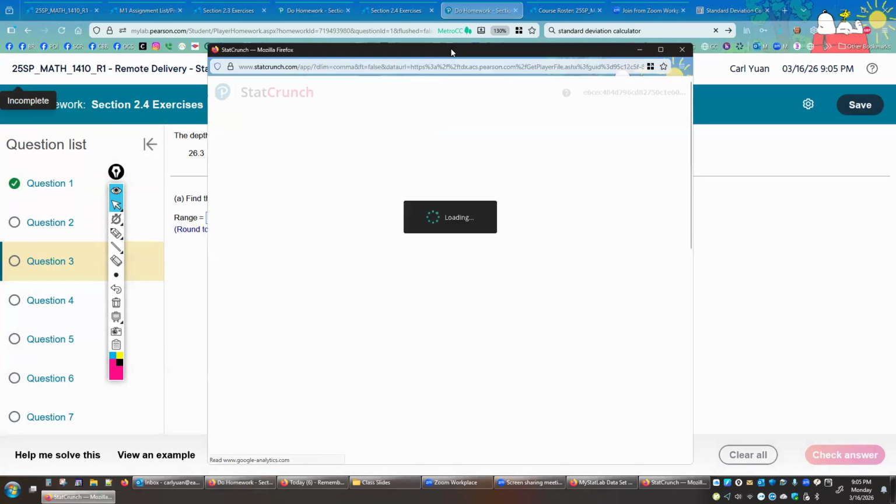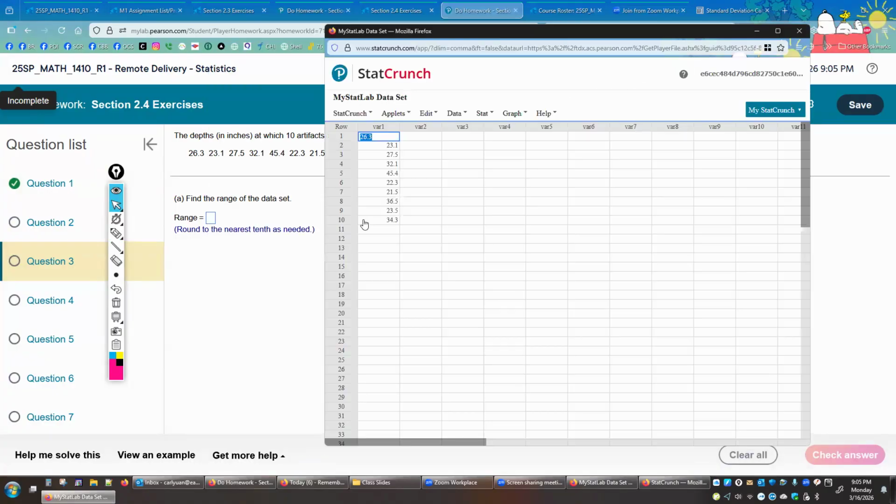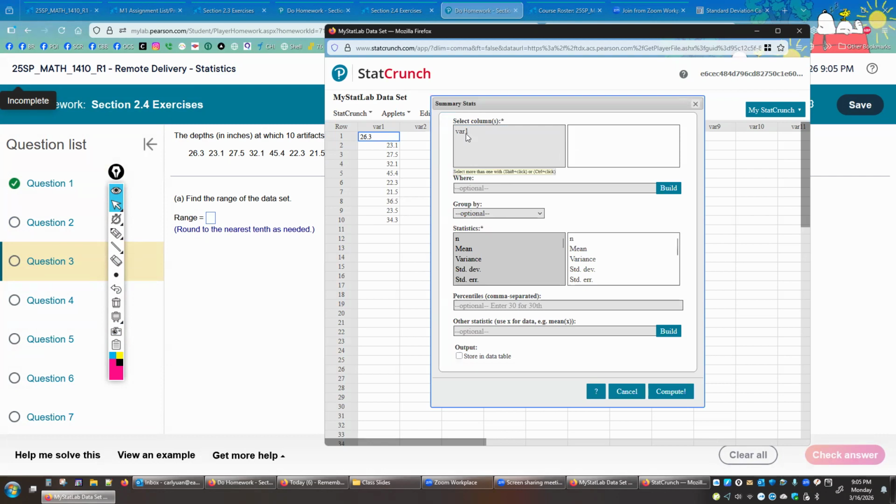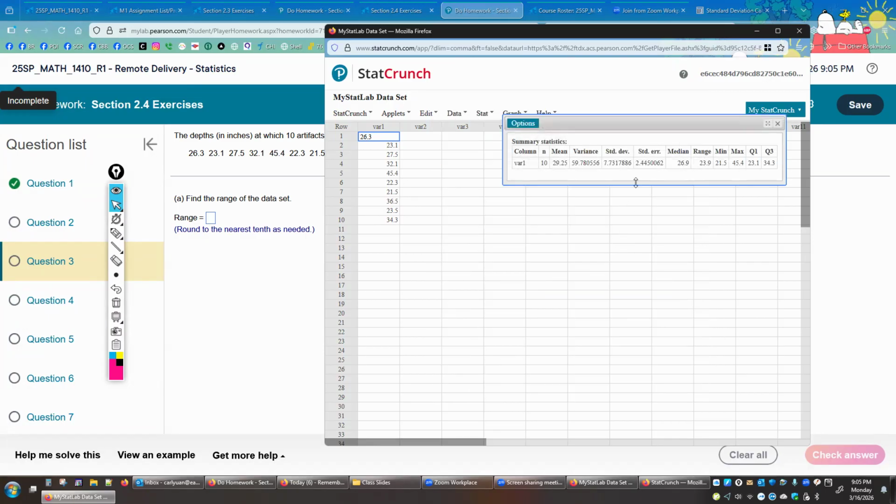So what good is StatCrunch in calculating the range? Actually, I do think it has it. Let me see if it does. So let's go to Stats, Summary Stats, Columns, var1. Now, is range in there? Yes, range is. So if I click Compute, it will give me the range. Range is 23.9. All right, so range 23.9.